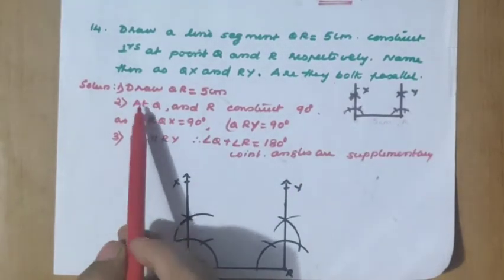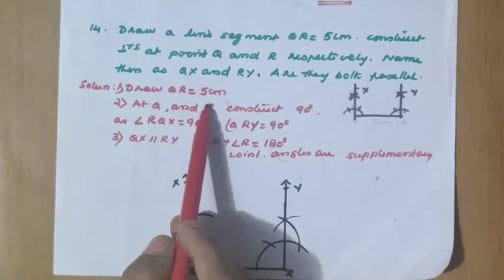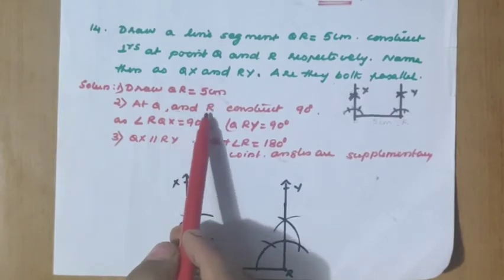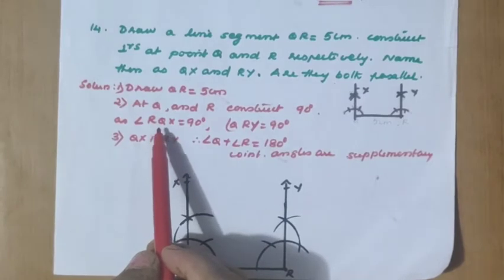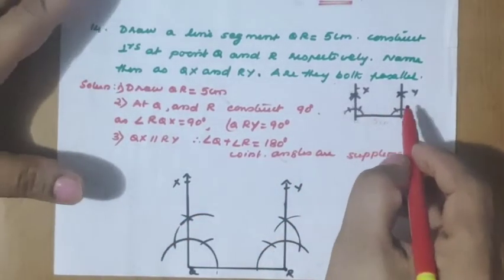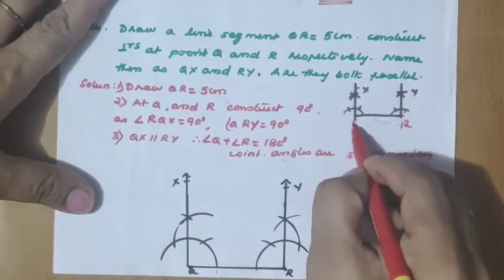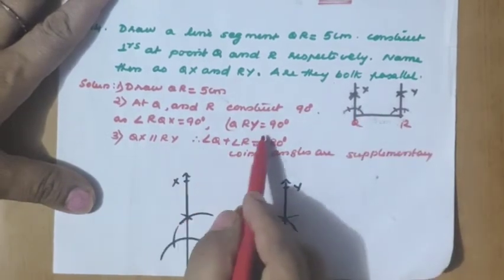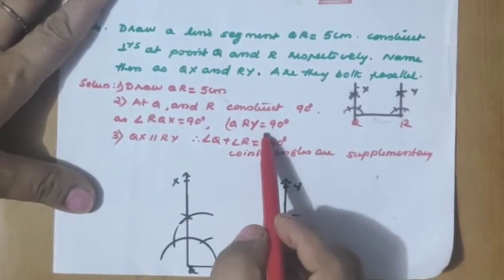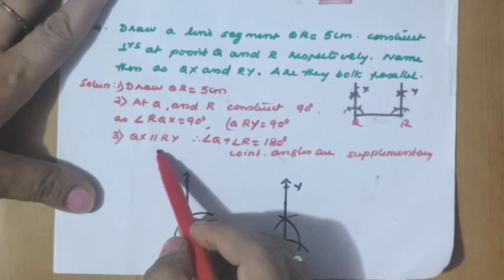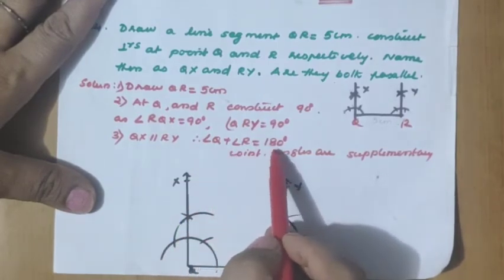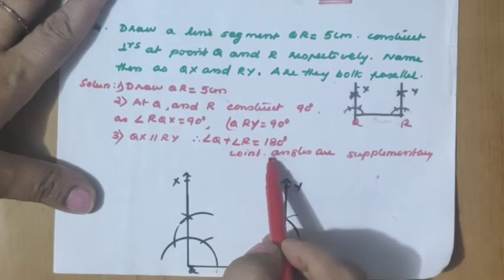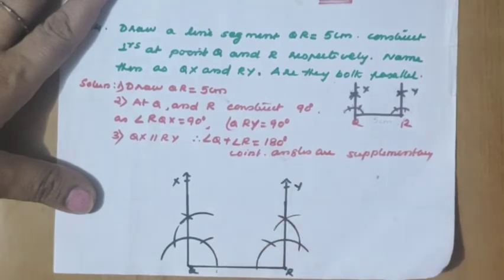Now the steps of construction to be written. Draw QR equal to 5 cm. At Q and R, construct 90 degree, that is angle RQX, because here R is there and Q is there. RQX equal to 90 as well as QRY is also equal to 90. Now QX is parallel to RY only because angle Q plus angle R equal to 180 degree. Co-interior angles are supplementary.